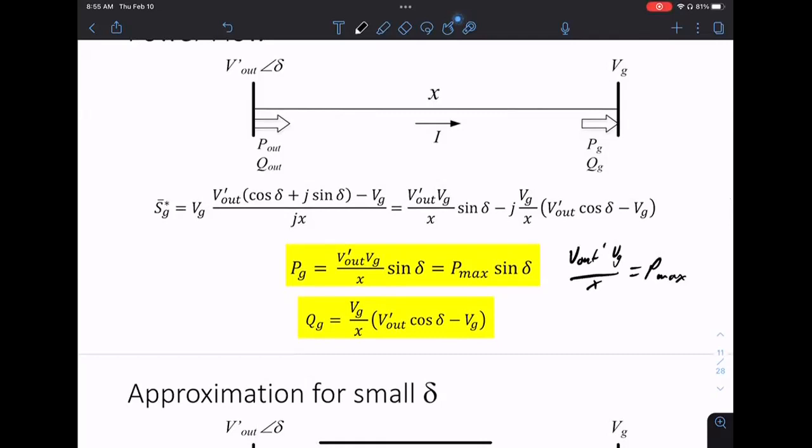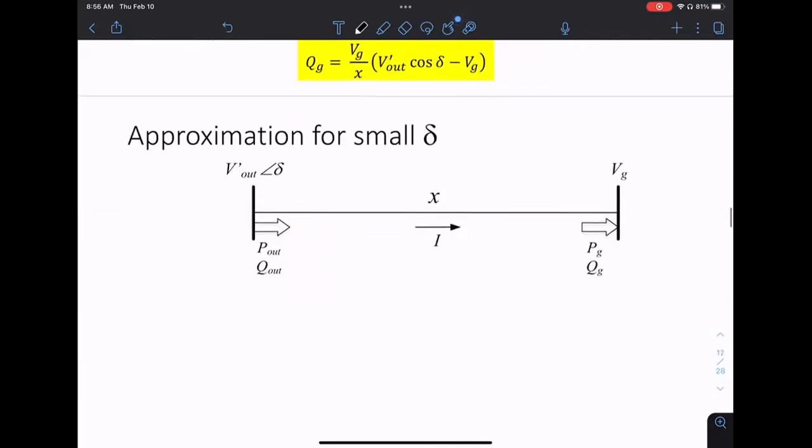The reason we call this P max is evident, because the largest the sine can be is 1. And this is the maximum amount of power you can deliver. Okay? The max power depends on your output voltage, the grid voltage, and the reactance you have on the line. So that's why you see this notation a lot. P max times sine theta, this is sort of constant. All right, so then the interesting thing is to do a small angle approximation.